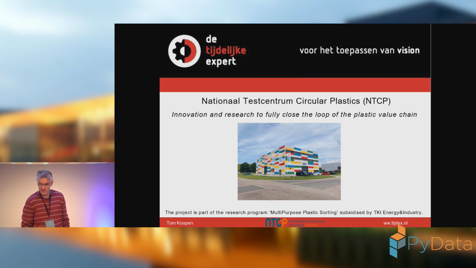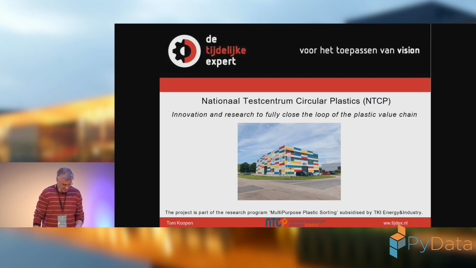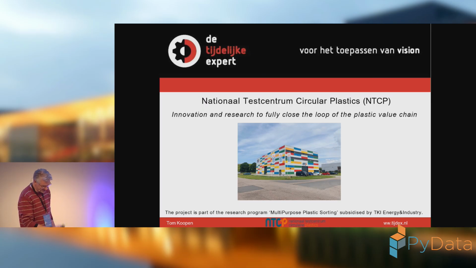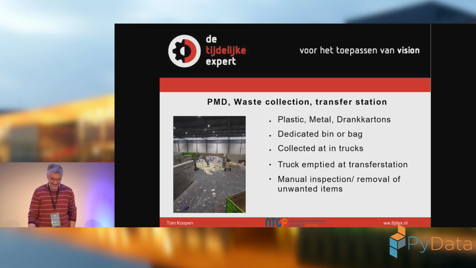The project I'm talking about today is done for the National Test Center on Circular Plastics. It was founded 5 years ago, and they're doing industrial scale research on plastic sorting and recycling, and it's really successful. You see here the building, it's colorful. If you go there nowadays, it's 4 times as big, because they just built new halls and got all kinds of nice new equipment. And I should mention that it's sponsored by TKI Energy Industry. It was very important that I say that. So that is something I managed now.